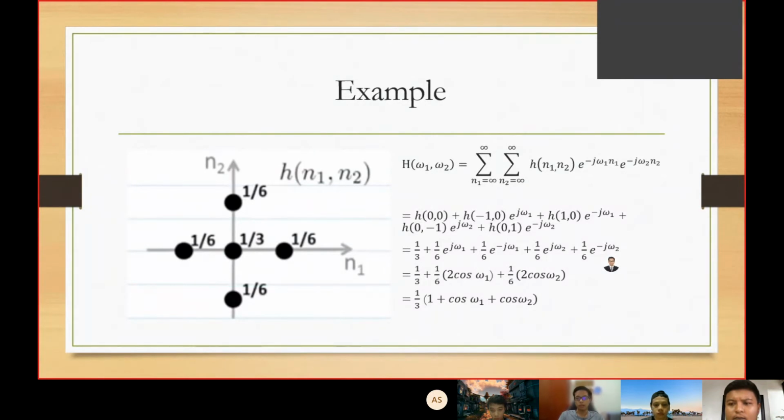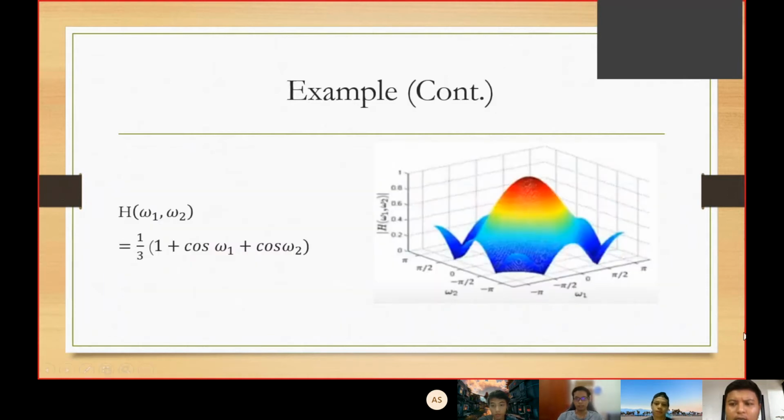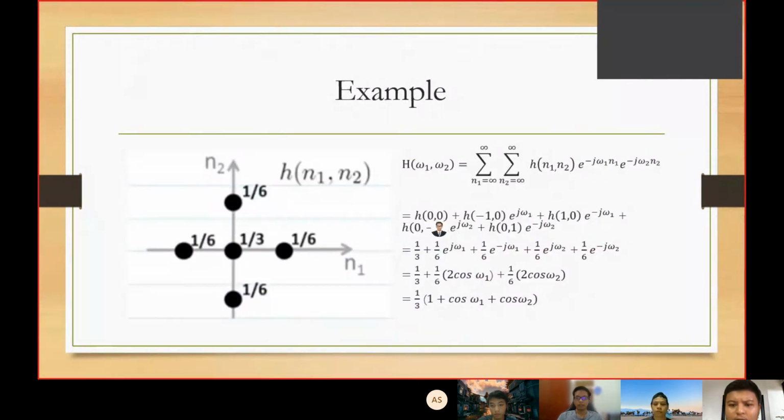So we plot the n1 and n2 in the formula. So you get H(0,0), and e to the power of 0 is 1, and then H(negative 1,0), e to the power of j omega 1, and 1 is negative 1, so you multiply with negative, and so on and so forth.